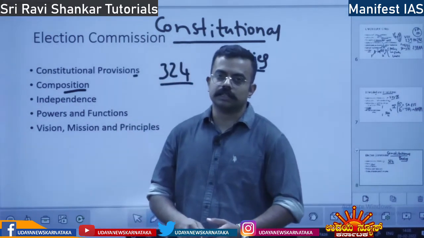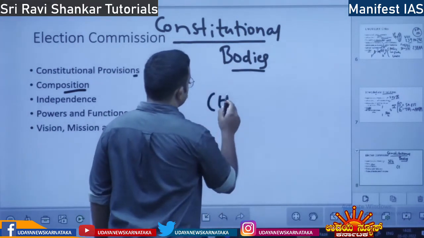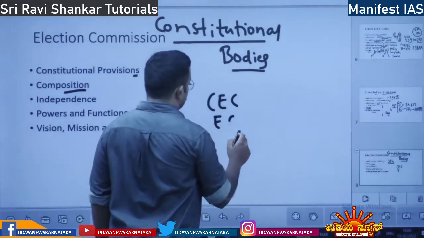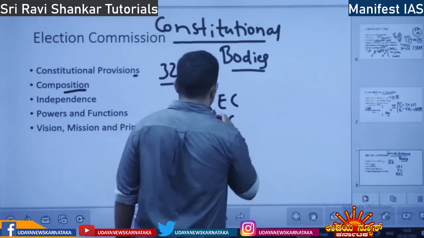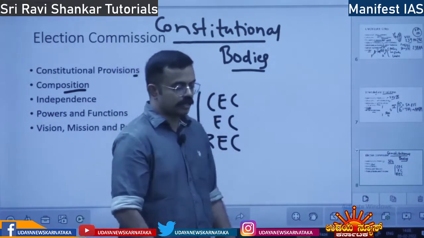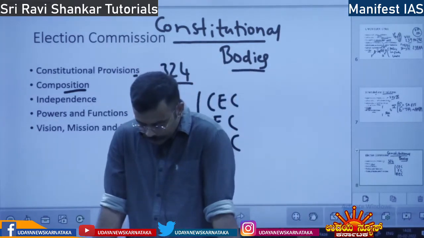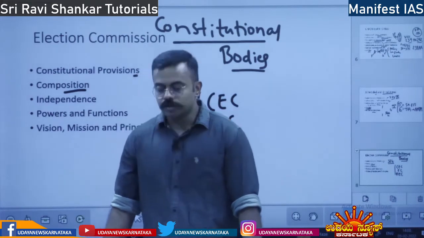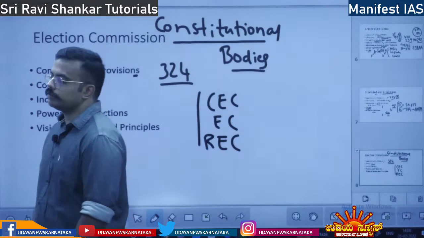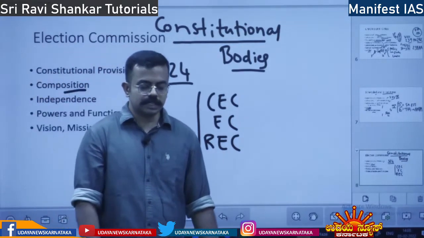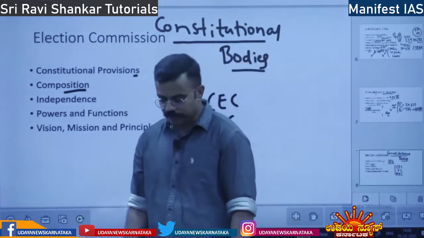Not only that, there are 3 authorities. What are the 3 authorities? Chief election commissioner, election commissioners, and regional election commissioner. These 3 authorities are appointed by whom? They are appointed by the president. So the conditions of service are determined by whom? The conditions of service are determined by the president. The president determines what salary, what tenure, everything. Okay.